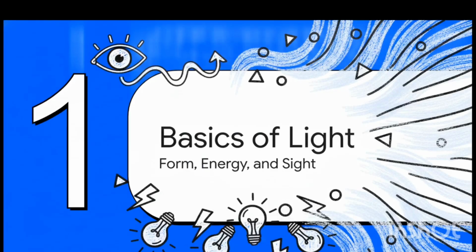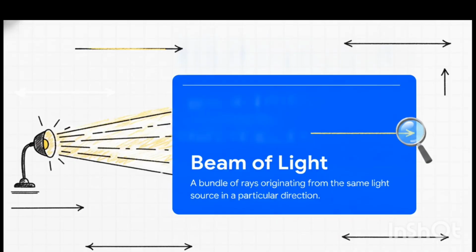All right, starting things off with Section 1, Basics of Light, Form, Energy, and Sight. So, to really get a grip on optics, we first have to recognize that light is, at its core, energy that literally gives us the sensation of sight. Establishing our vocabulary early is absolutely crucial here. Think of a ray as just a single straight-line path of light. But a beam, that is a whole bundle of those rays traveling together from a source in a focused direction.